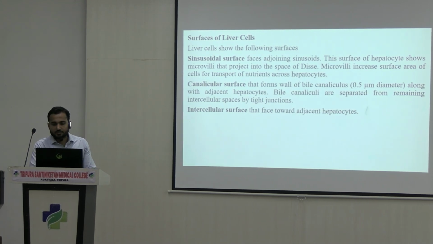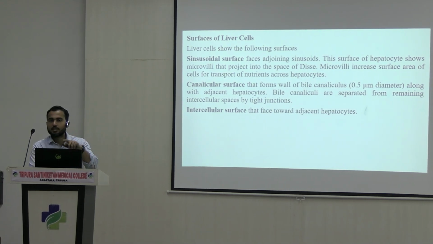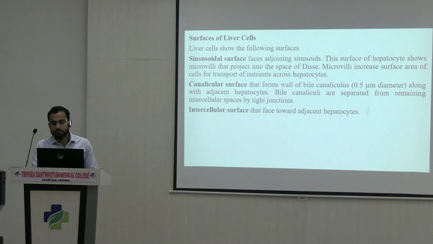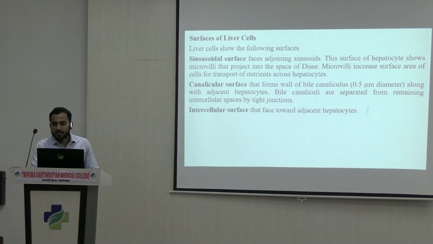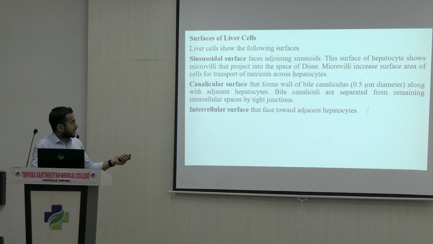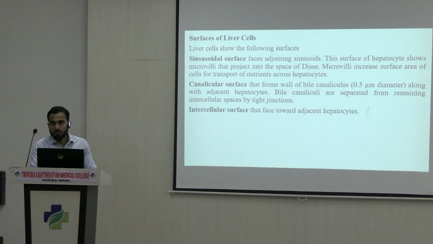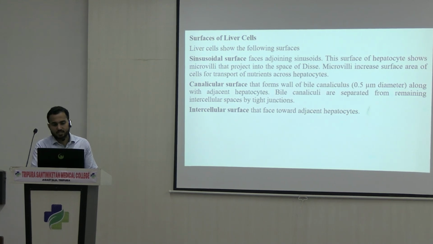Now this surface of the hepatocyte shows microvilli, which are projecting into the space of Disse. In that particular area only the space of Disse is present, and the microvilli coming from the sinusoidal surface project into it. Why are the microvilli present? They increase the surface area of the cell for transport of nutrients across the hepatocytes. That's why these microvilli are present.